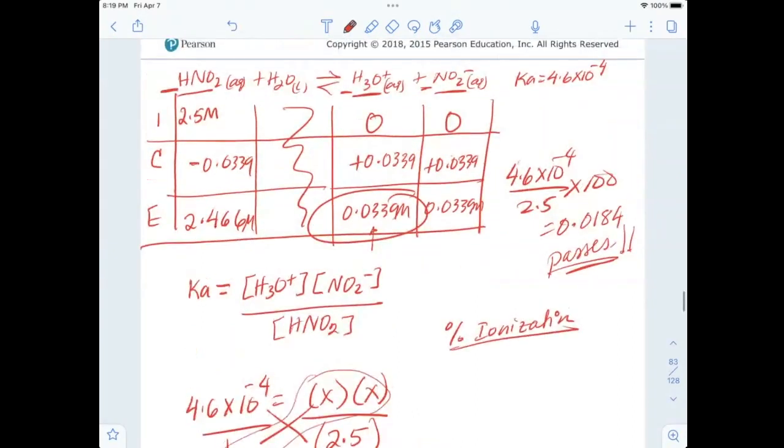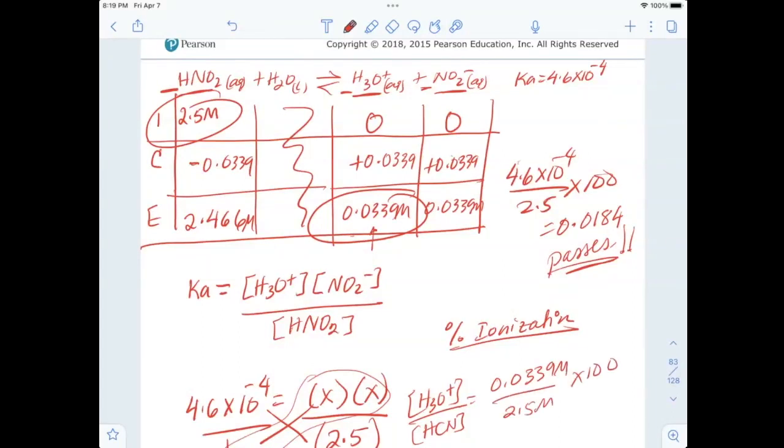We're doing something with this number and comparing it with this number here. So you're going to take the amount of H3O plus formed at equilibrium over the acid that we started off with, right, times 100. So that's going to be 0.0339 divided by 2.5 times 100. So, of course, once again, this is a weak acid. Why? This number does not match that number right there.